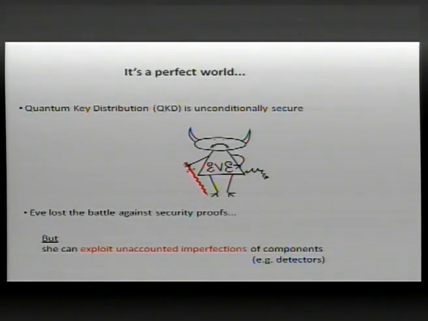There's a catch because those security proofs are only as good as they can be. I mean, the quantum cryptosystems have components. And if you want to build a security proof, you have to make models. You have to model the way the components behave. And of course, you always have non-idealities in components. And some of the non-idealities are taken into account in a proof. But as you know, the danger always comes from the unaccounted imperfections and non-idealities. And that's what Eve can actually exploit, the unaccounted imperfections of components, such as the single photon detectors. And that's the one we are going to address now.